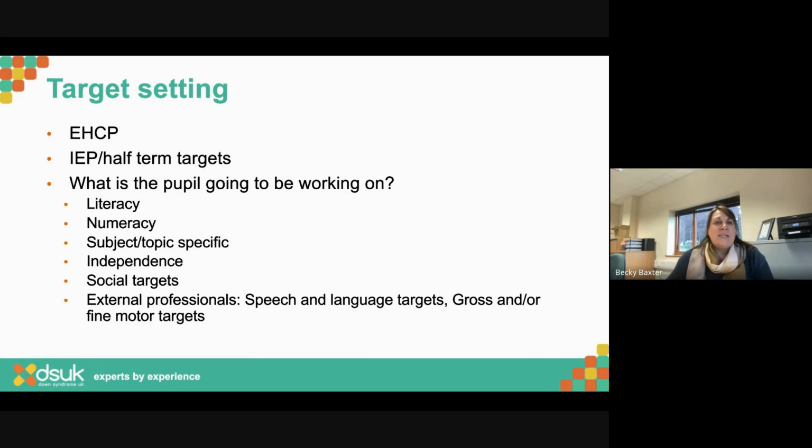So in terms of target setting, of course, you will have your EHCP targets, which seem to be coming more and more. Where is my crystal ball? What are you going to be doing in 4 years' time? I'm not sure about that, really, in terms of knowing where a student is going to be at that kind of long-term time point being useful.